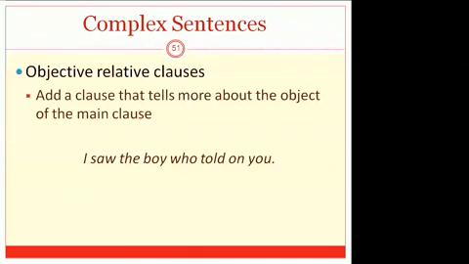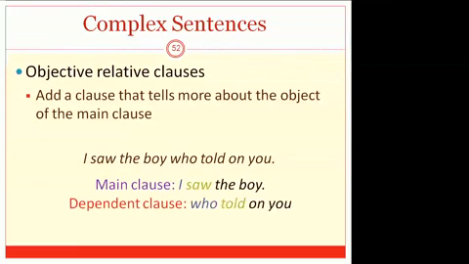Objective relative clauses, on the other hand, add a dependent clause that tells us more about the object of the main clause. So in the example, I saw the boy who told on you, we have the main clause, I saw the boy. We have the subject I, the main verb saw, and the object of what was seen, the object being the boy. I saw the boy. That's the main clause. It's an independent clause.